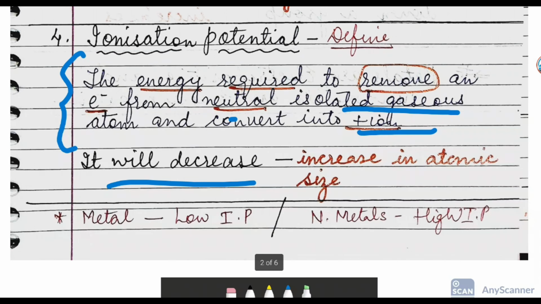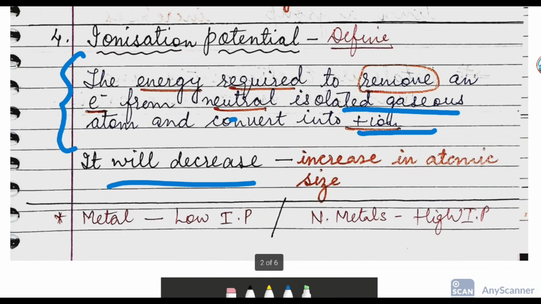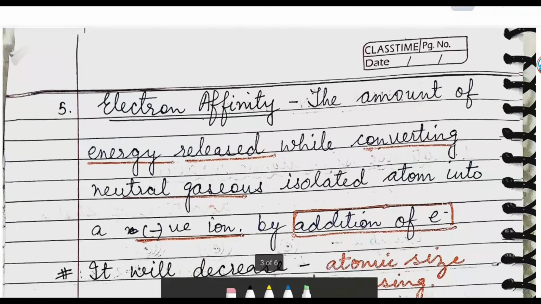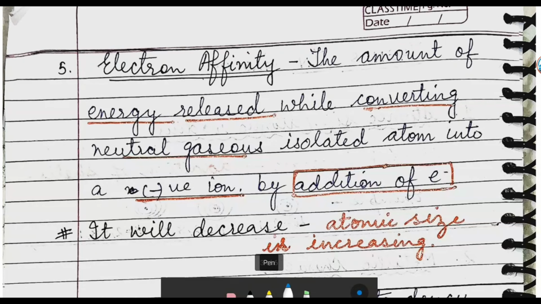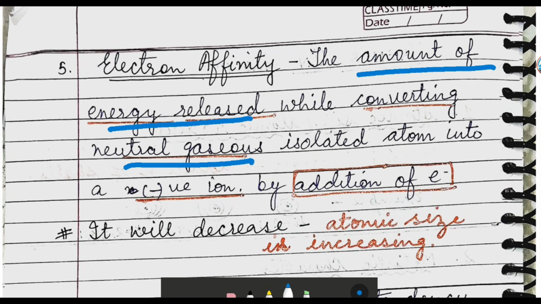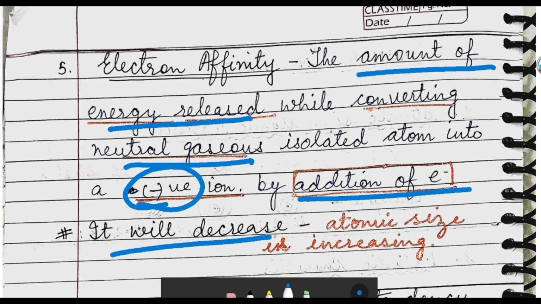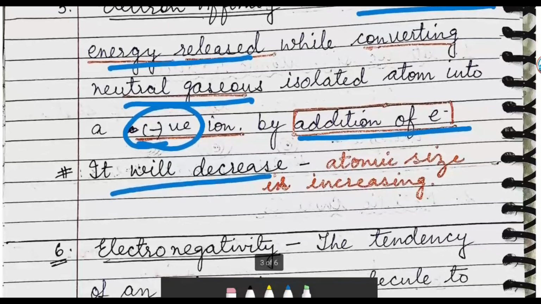The groups have low ionization potential, they are metals, and the non-metals have high ionization potential. So if a difference question comes, you can just note it down. The next is electron affinity. It is just the opposite of the ionization potential: the amount of energy released when converting the neutral gaseous atom into the negative ion by addition of electrons. So when there is the addition of an electron, it forms a negative ion, and it will also decrease. Why? Because the atomic size is increasing.